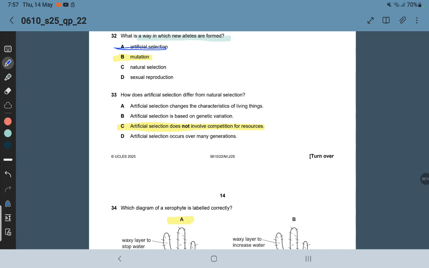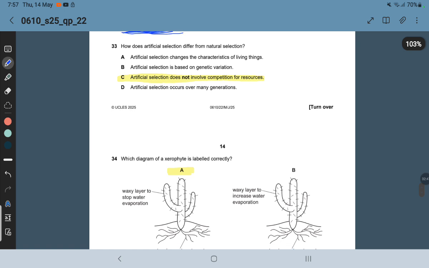Sexual reproduction, of course no, because in sexual reproduction you don't have new alleles. You have genetic variation, but you don't have new alleles. Natural selection does not form any new alleles, because natural selection is basically making an evolution in a special feature in an offspring. So of course it will be B, because mutation's definition is a change in the DNA base sequence forming new alleles. And I'm sure that you had encountered such a definition in paper 4 past papers.